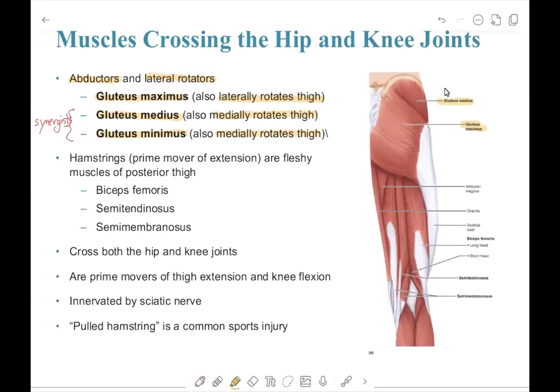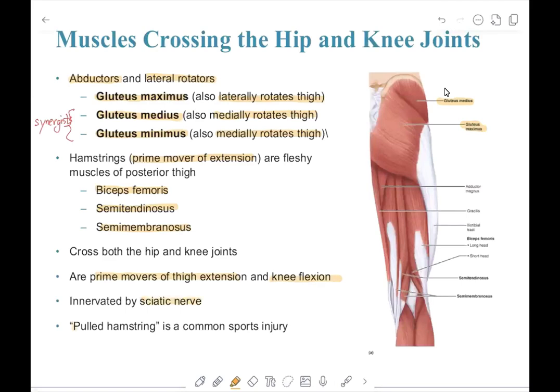The hamstrings, which are on the posterior side of the thigh, are prime movers of extension. And you should know that the three muscles in the hamstrings are the biceps femoris, semitendinosus, and semimembranosus. So all of them are going to be responsible for knee extension. They cross both the hip and the knee joints. So they're prime movers of thigh extension and knee flexion. They're innervated by the sciatic nerve.